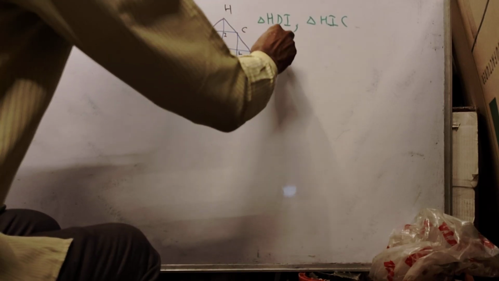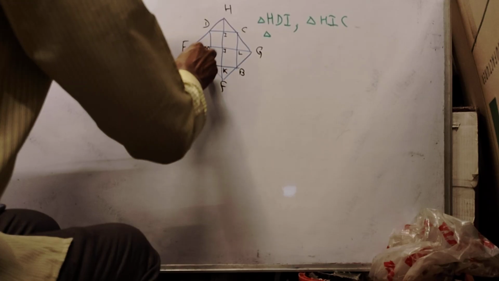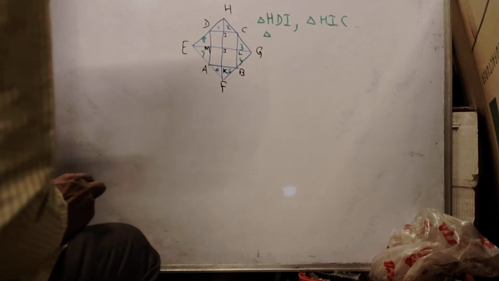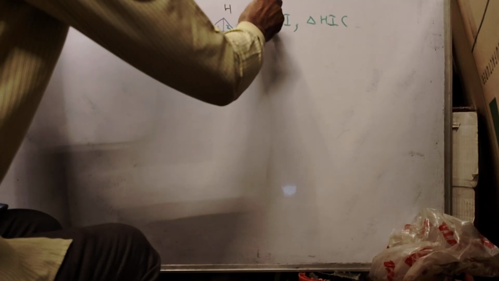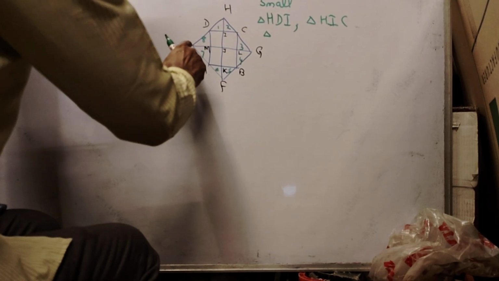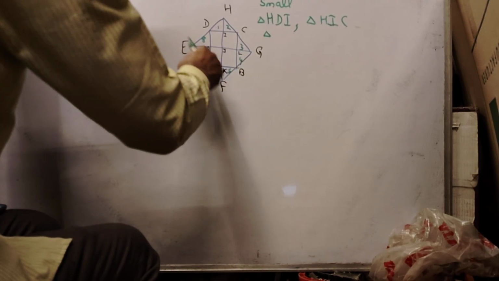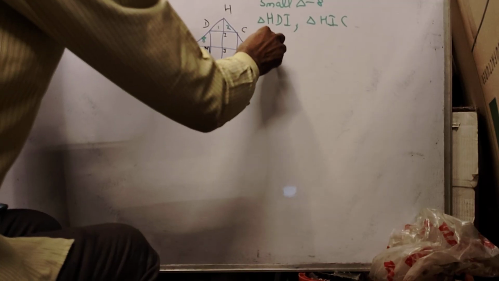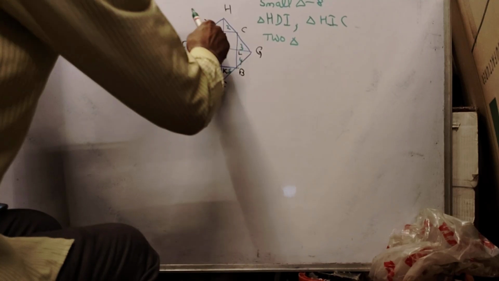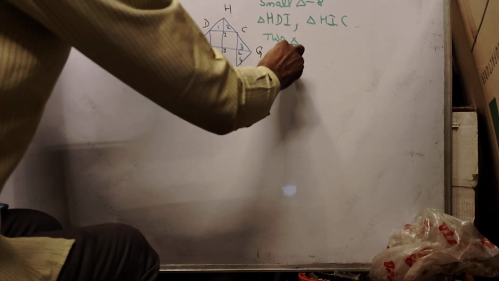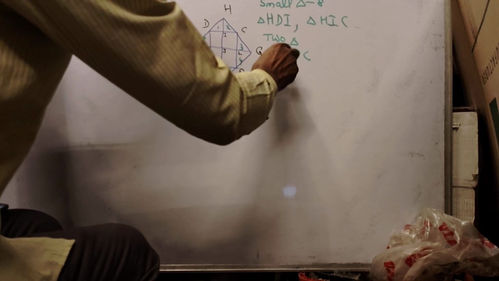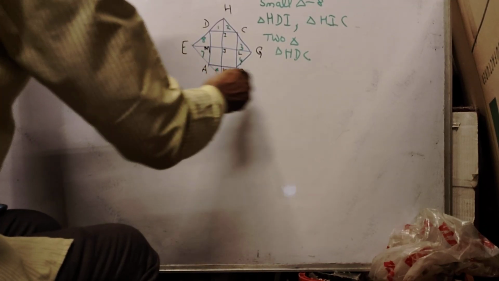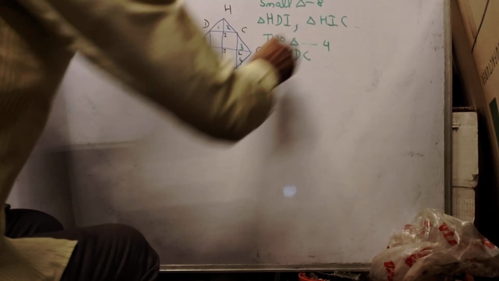So there are two triangles and the third one is HDC. First come to small triangles: 1, 2, 3, 4, 5, 6, 7, 8. These are small triangles. The 8 smaller triangles we obtained here. So small triangles are 8. Then taking two triangles at a time, we get HDC, similarly CDB, similarly BFA, then ADE. So four triangles this way. So two-triangle combinations are 4.